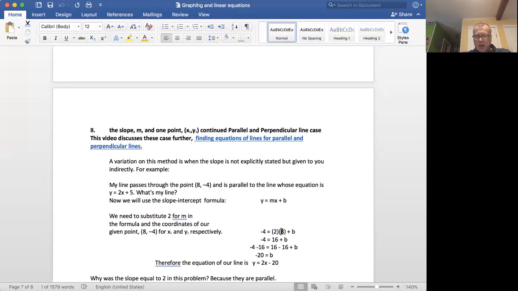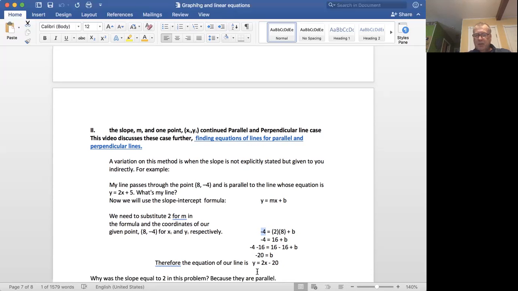We put 8 in this case for x because the x is 8. We put minus 4 in for y because the y is minus 4. And then plus the b here, and we're going to solve for b. So 2 times 8 is 16. Subtract 16 from both sides, and we get minus 20 for b. Okay, so that's part of our solution.